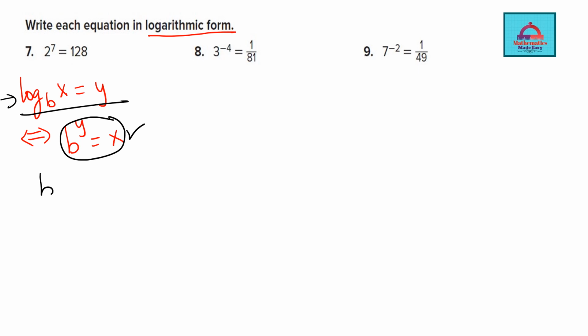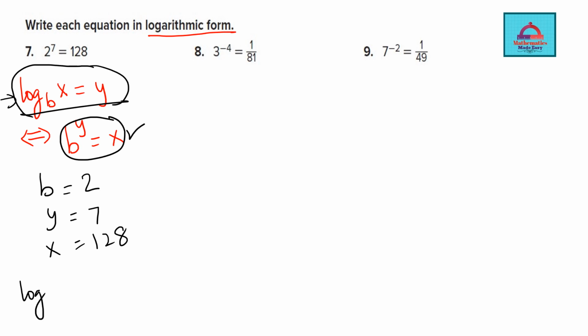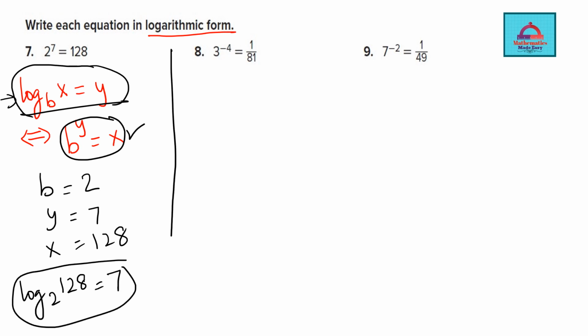Let's compare and get our b, y and x for this question. So the base here this time is 2, the power here y is 7 and the number x is 128. So let's plug in everything in this and get our answer. So the final answer for question 7, the logarithmic form is log base 2 of 128 is equal to 7. So that's your answer.